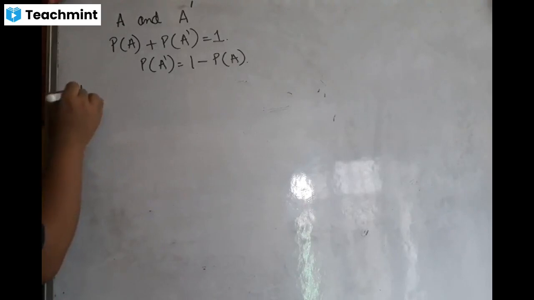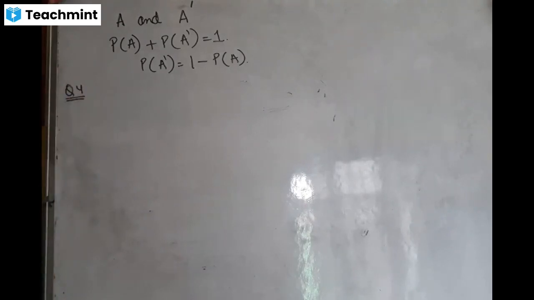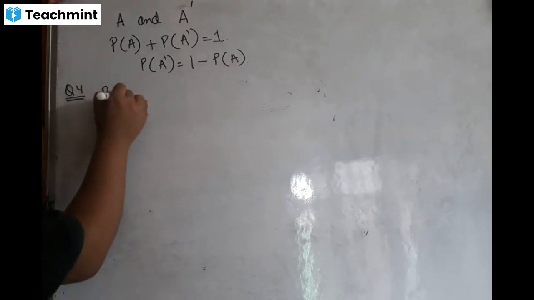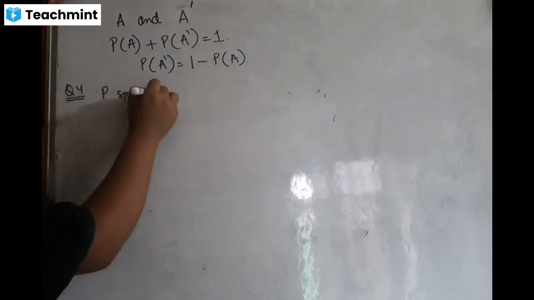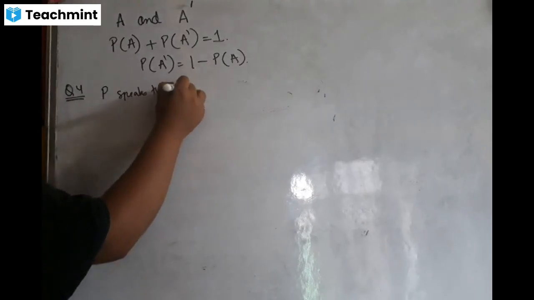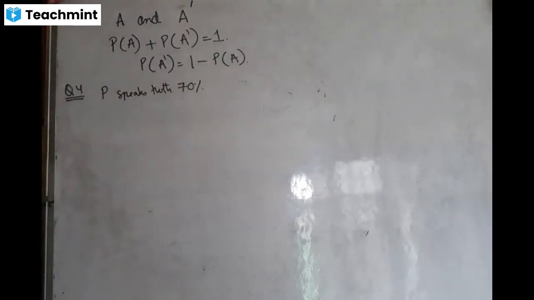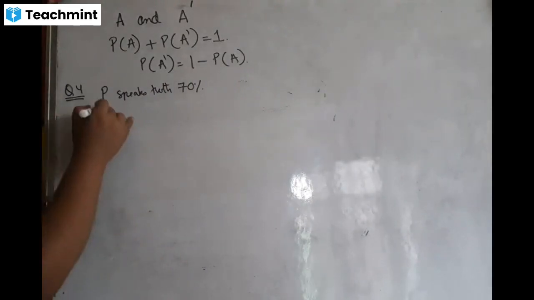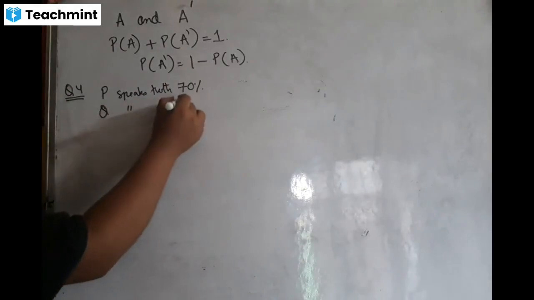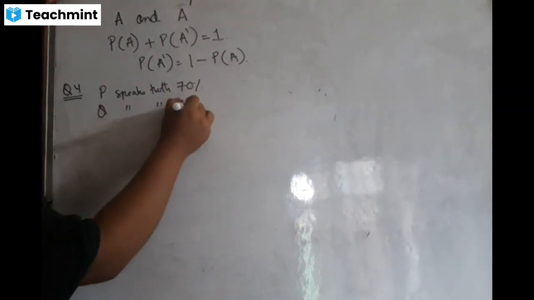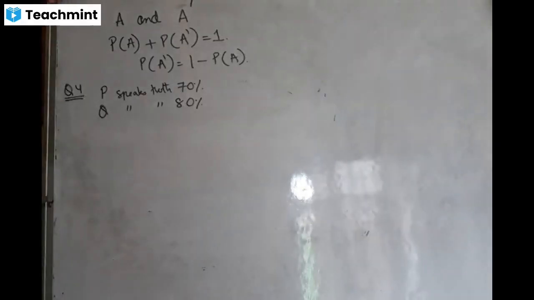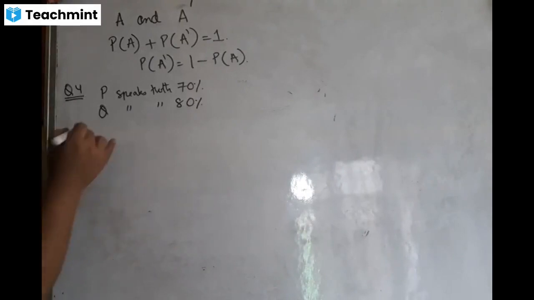Question number 4. So the question is, please write down. P speaks truth in 70% of the cases, and there are 2 persons. Q speaks truth in 80% of the cases. In what percent of cases are they likely to contradict each other?